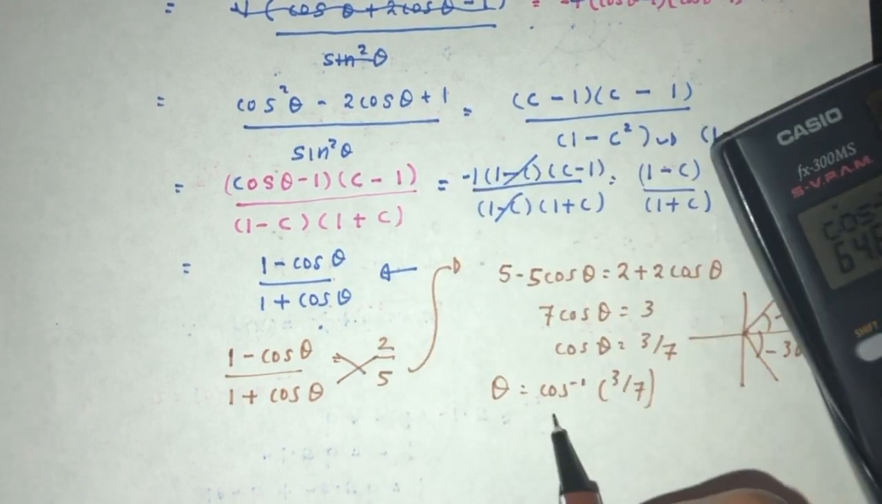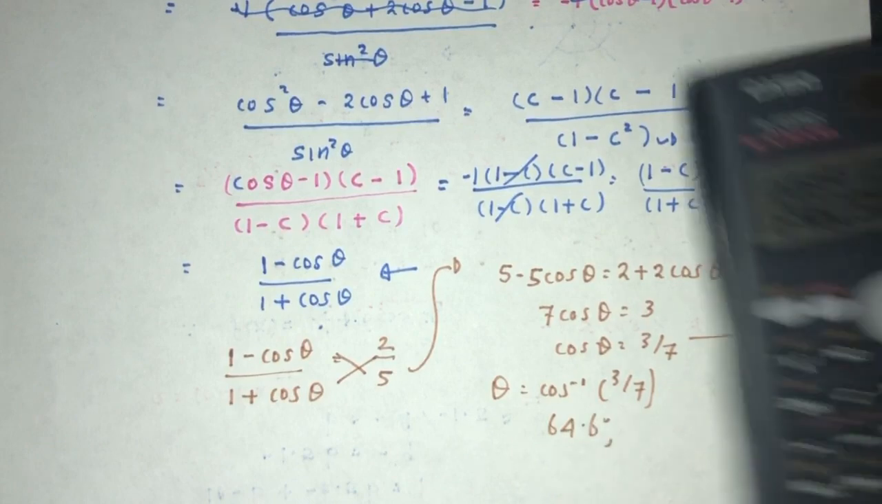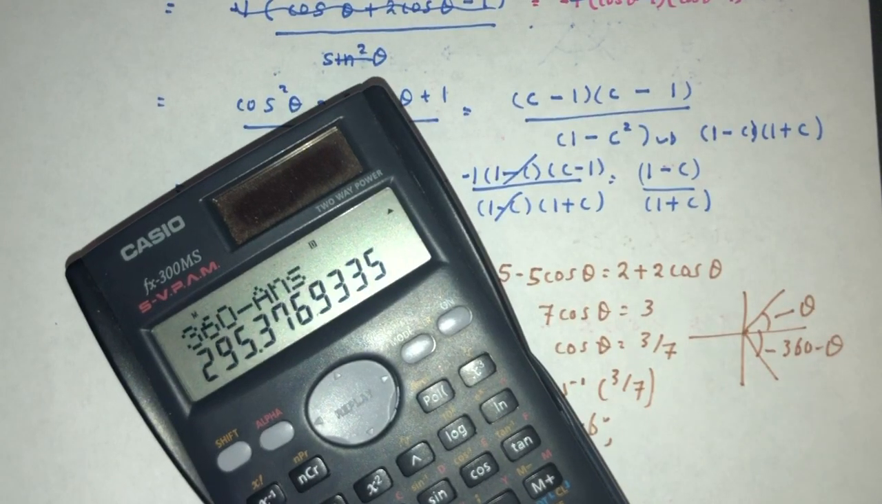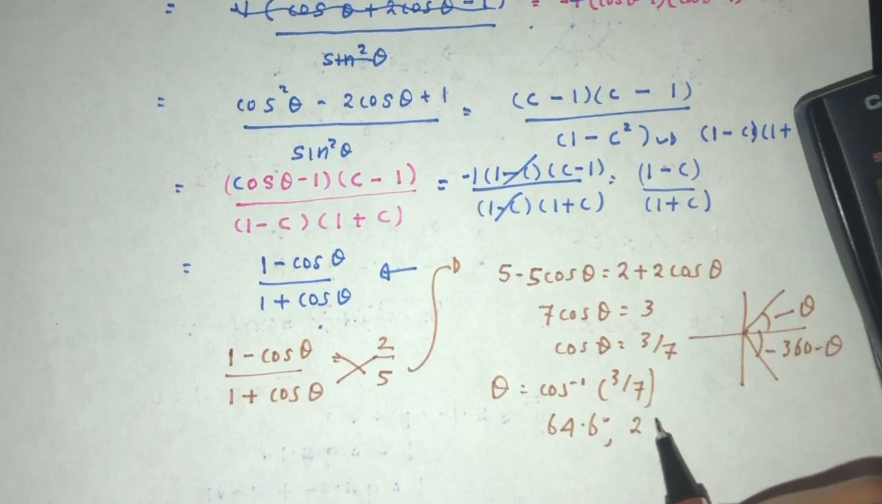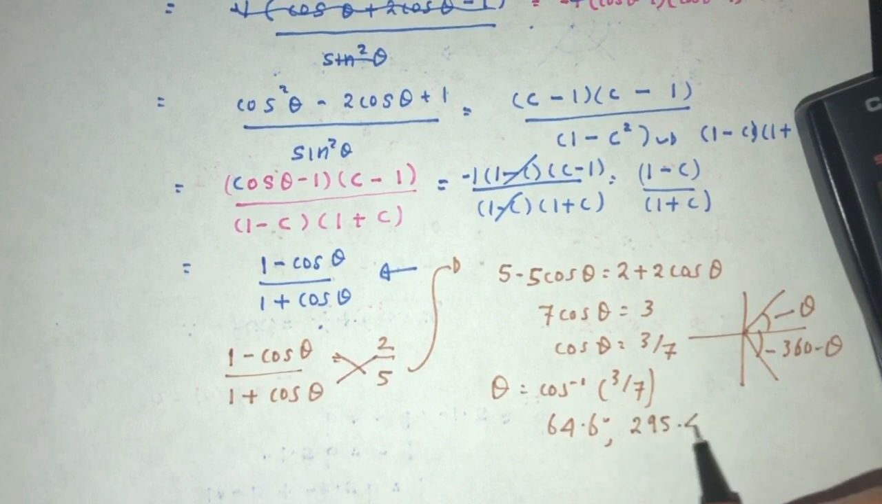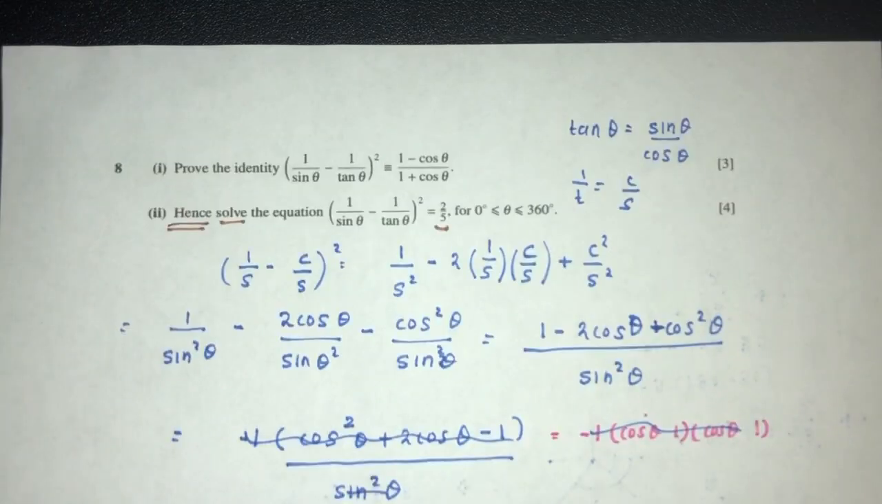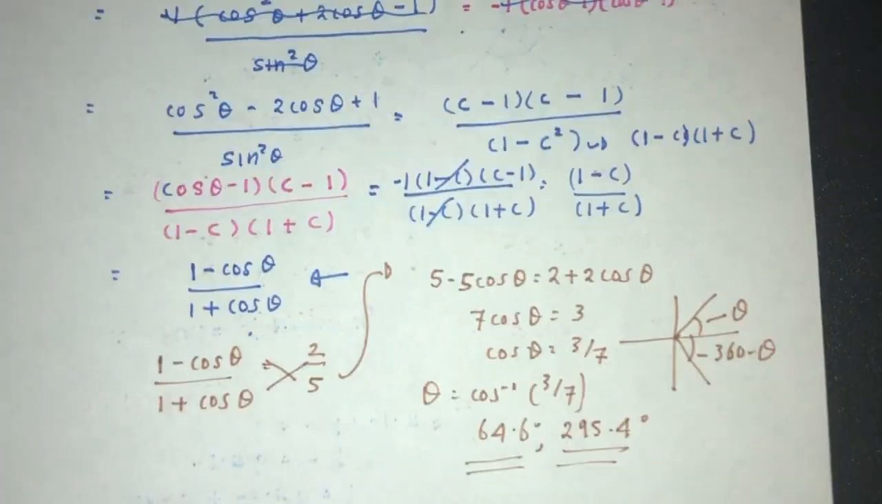That will be 64.6, but also this one now, 360 minus answer, that should be 295.4. So these will be the two values of theta, for which we have to solve this between 0 and 360. Okay, and that will be a question in regards to trigonometry.